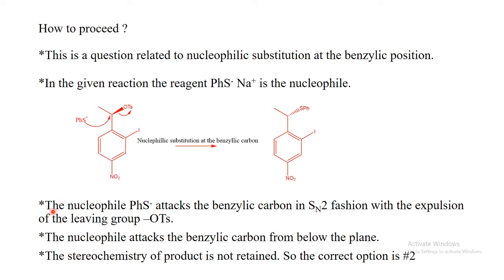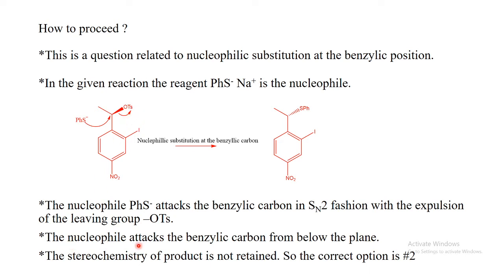So the nucleophile phenyl thiolate attacks the benzylic carbon in the SN2 fashion. So what is SN2 fashion? That is substitution nucleophilic bimolecular. That is, the nucleophile attacks the benzylic carbon and at the same time there is expulsion of this leaving group, tosylate. All of you know that tosylate, mesylate, these are very good leaving groups.